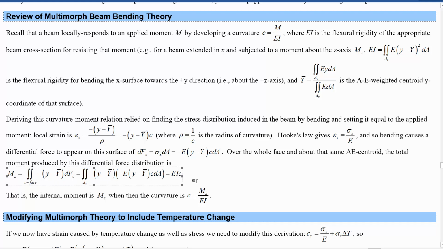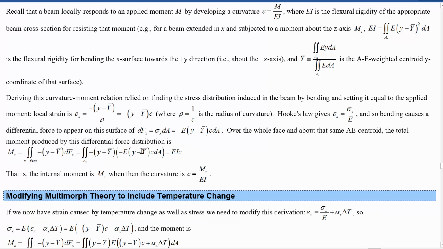But when you carry out that integral, you find out that it is just the same equation as we'd have for flexural rigidity multiplied by the curvature. So for uniform curvature, then the moment that is causing it is EI times C.